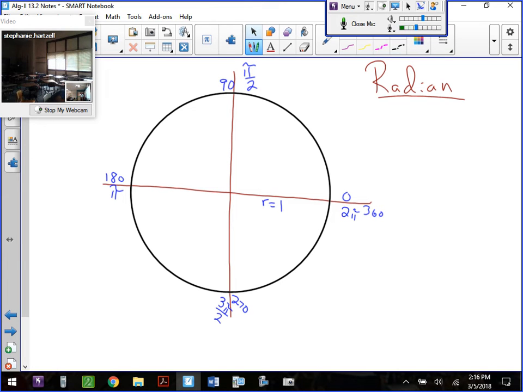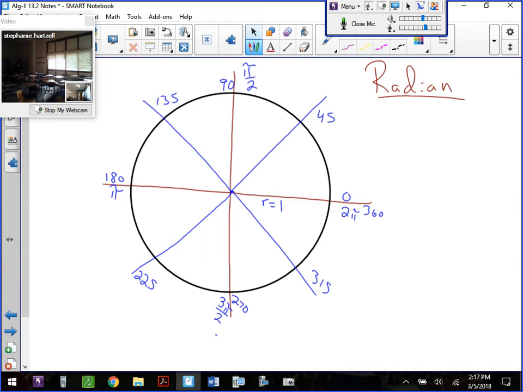What's half of 90? 45, good. So if that's 45, then what's 90 plus 45? Add 45 to that, you're at 180. Add 45 to that, you're at 225. Add 45 to that, you're at 270. Add 45 to that, and you're at 315. See where I'm going with that?